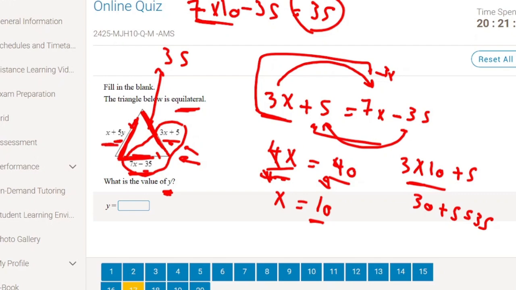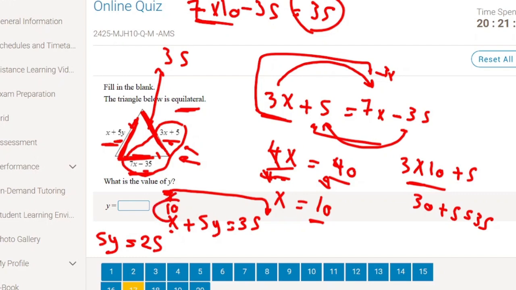So now I have here x plus 5y equal to 35. X is 10, right? So we will solve this. Let's simplify this equation. Here 10 will move to this side, so 5y will be equal to 25 because 10 will go to this side as minus 10. So 35 minus 10 is equal to 25. Divide by 5, divide by 5. So y will be equal to 5. So the answer here is 5.